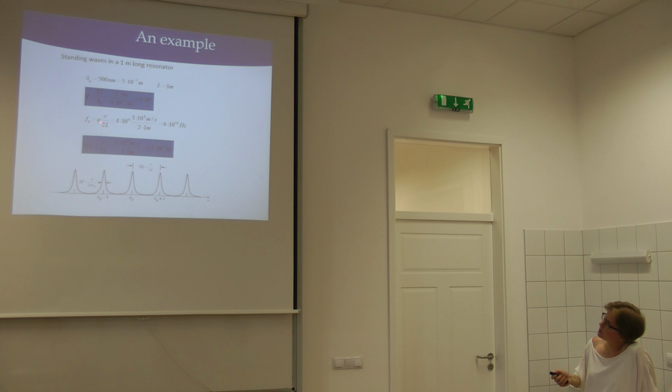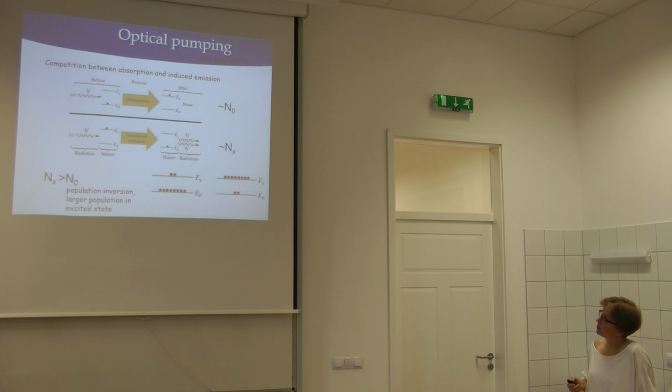The frequency of light that we are trying to amplify, this 500 nanometer one, has a central frequency of 6 times 10 to the 14 hertz, and compared to this, the separation of frequency peaks is really small. You can resolve it in spectroscopy, but it looks almost continuous. So, I'm getting to how a laser can be built together.